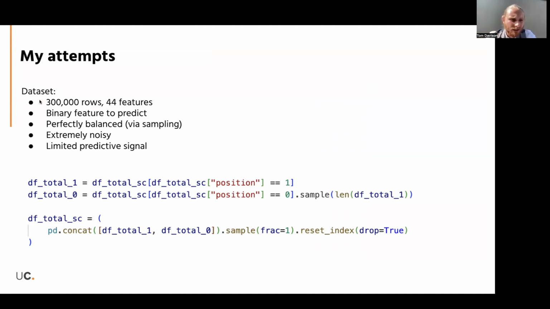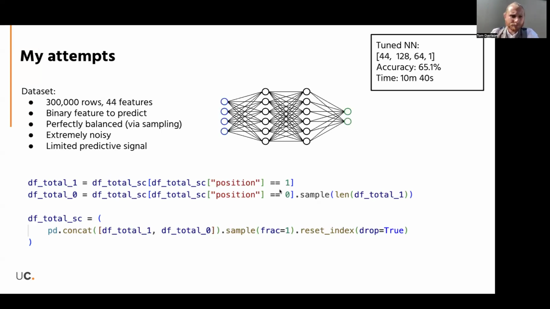So I had a data set I've used previously, which I couldn't really do anything with because it was too messy. It was very, very noisy. There's very limited signal that you can actually use for predictive purposes. So it's just a binary feature to predict, and it's evenly sampled as we see here. So let's run it on a CAN.